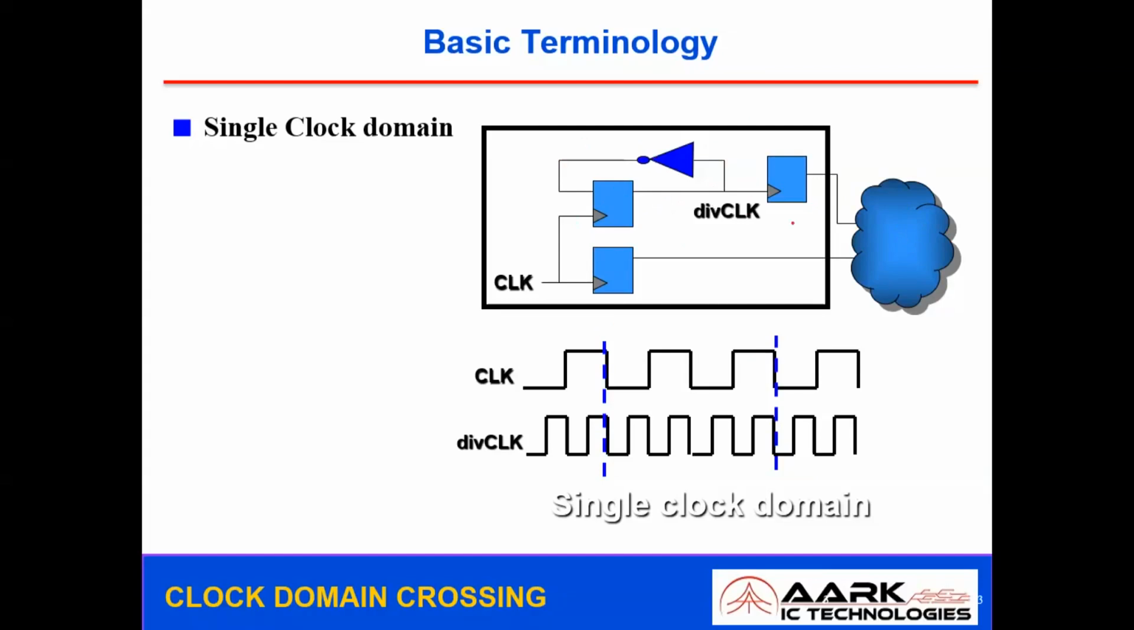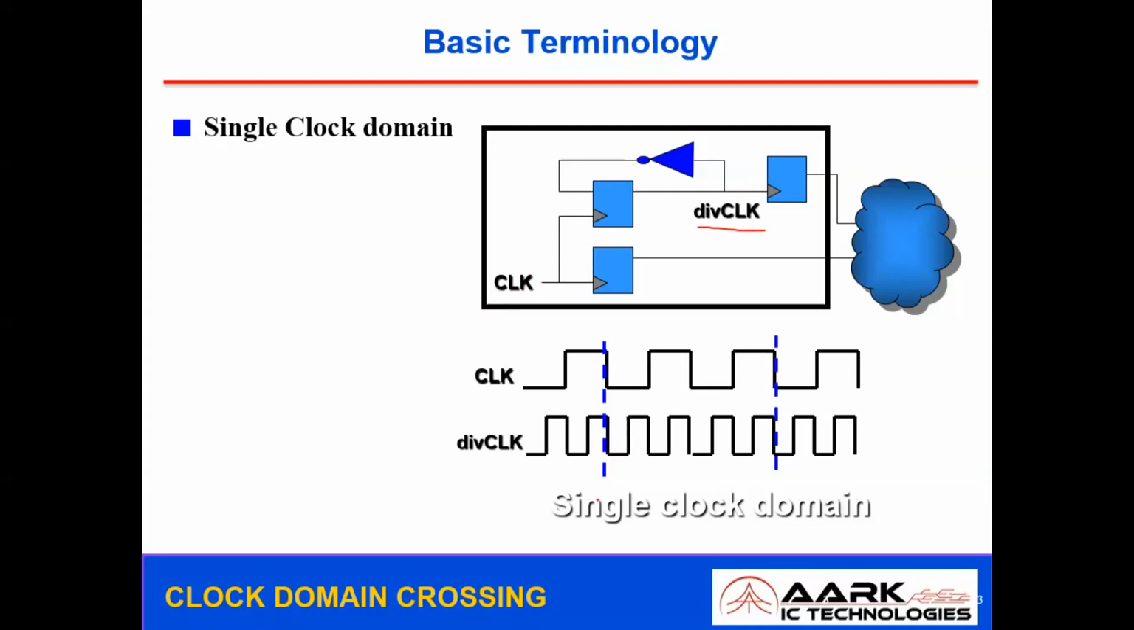So the source for this is a single clock. This is called a single clock domain. When you have this sort of scenario, we generally call it a single clock domain. Now, even if you look at the divisor clock, it is a clock divided by 2. So this particular clock is going to be the clock divided by 2.